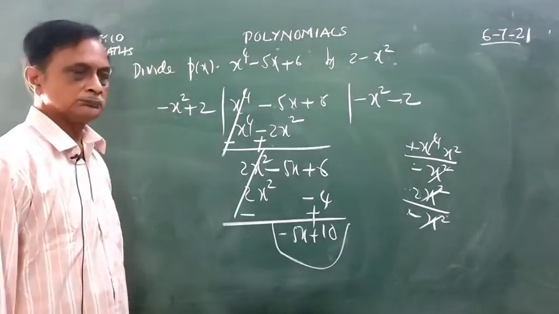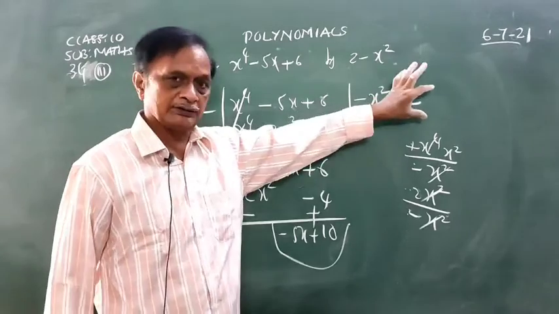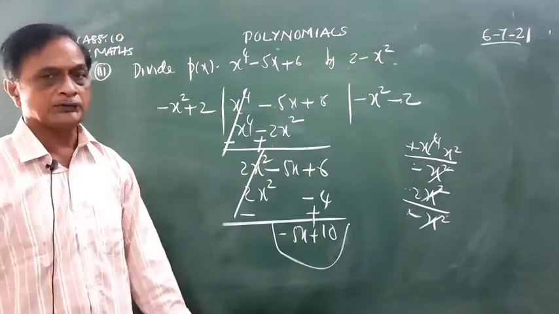That is the remainder. Here the quotient is minus x square minus 2 and the remainder is minus 5x plus 10.